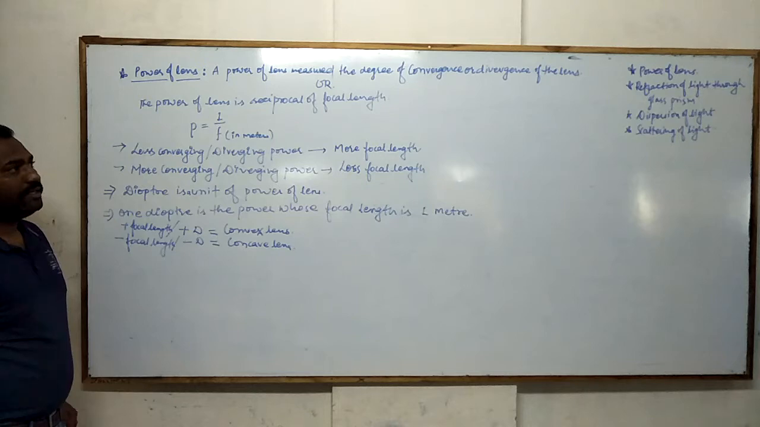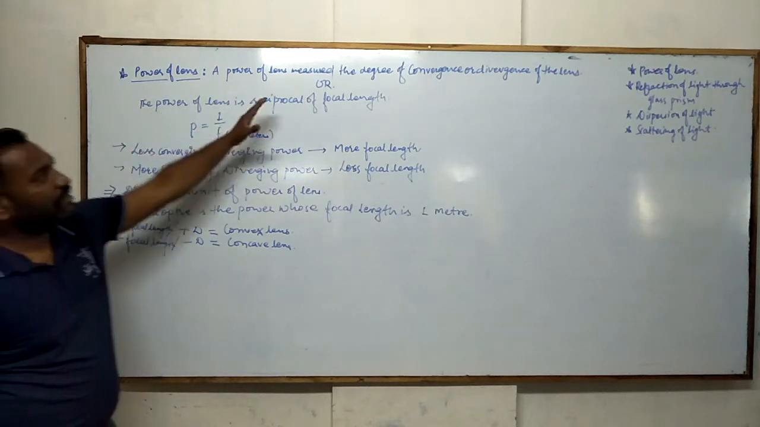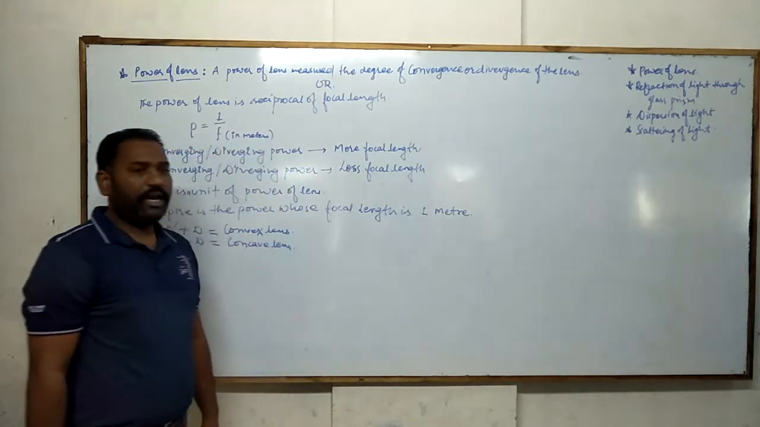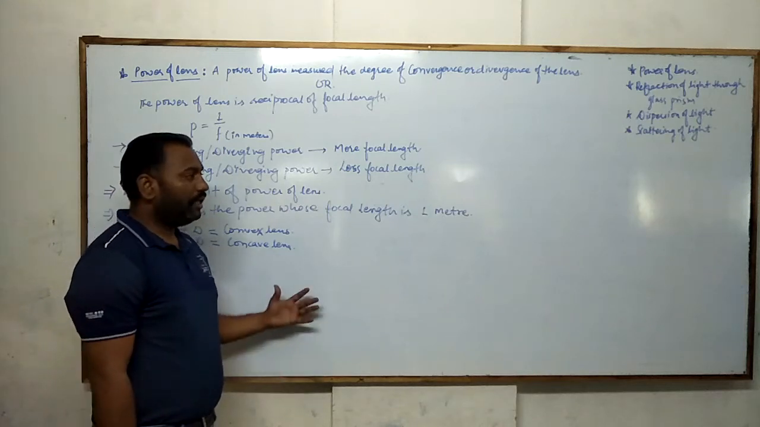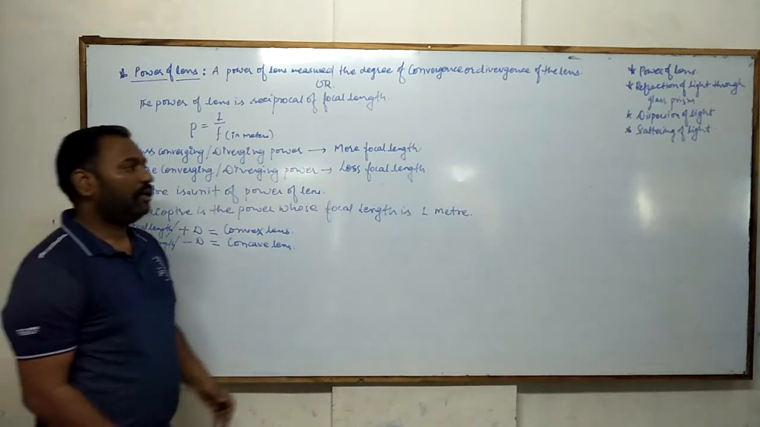Okay, stop writing and listen here. This is our power of lens. The power of lens measures the degree of convergence or divergence of the lens. It means any lens, it may be convex or concave, how much is the convergence and divergence capacity of that. You know about that.